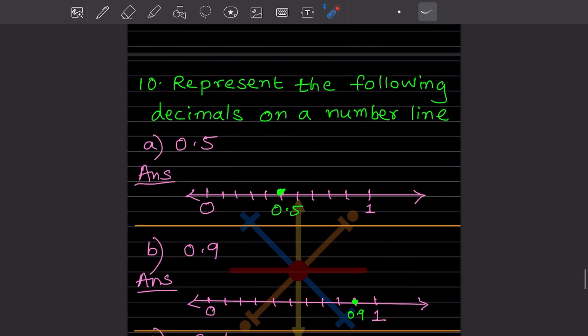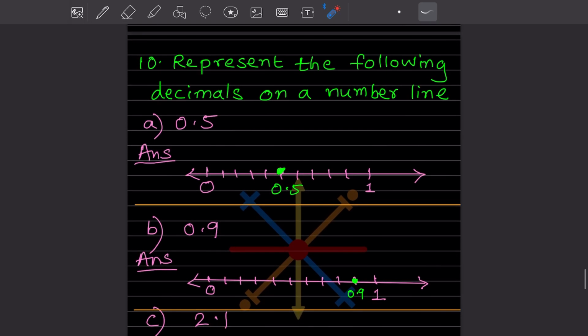Now represent the following decimals on a number line. So now see here, 0.5 is given. So number line, what I have done, see, you don't have to make a very big number line. Now 0.5 means it comes below, less than 1, right? So what did I do here? I just put from 0 to 1. This is 1 centimeter. Why? Because 1 centimeter is equal to 10 mm, and I have divided it into 10. So 1, 2, 3, 4, 5, 6, 7, 8, 9, and 10.